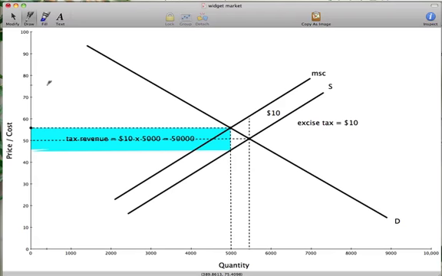Everything above the $50 but below the demand curve used to be consumer surplus, and everything above the supply curve but below $50 was producer surplus. Part of the consumer surplus is used to pay the tax, and part of the producer surplus is used to pay the tax. We can see that the price of the good did not go up by the full amount of the tax. That's because the tax is being shared between the consumers and the producers.